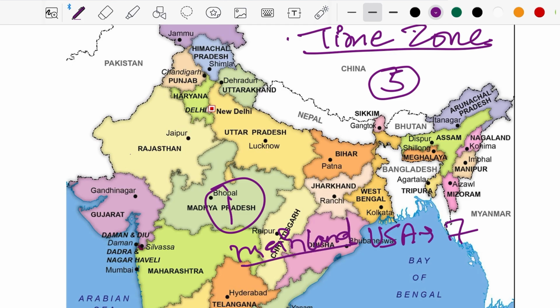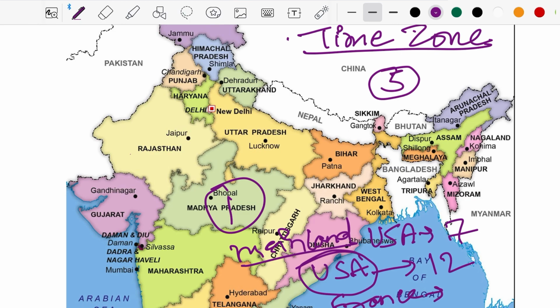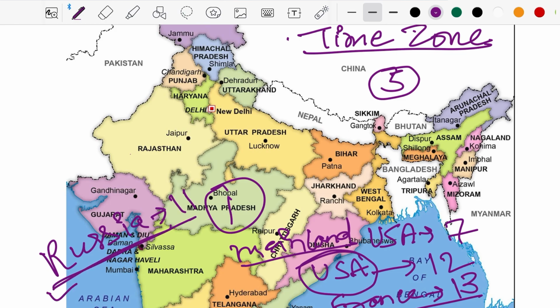Okay, if you talk about the entire territory of USA, it has 12 time zones. If you talk about France, it has 13 time zones, entire territory of France. If you talk about Russia, it has 11 time zones. So like that the time zones are there.